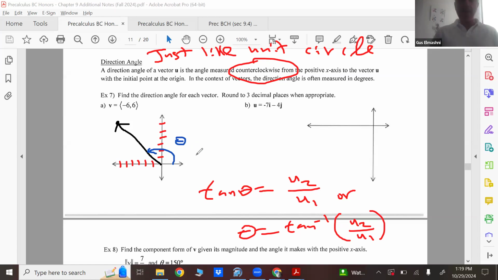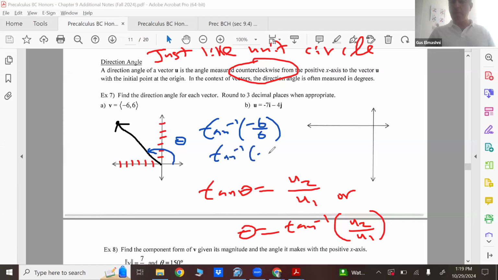Because what you could do is say tan theta equals negative 6 over 6. So if you think about the unit circle, if you're doing inverse tan of negative 1, where's that going to happen? At 3 pi over 4 or 135 degrees. Usually we like to say degrees for this stuff because that's just how we measure things in real life. So that's 135 degrees for that one.